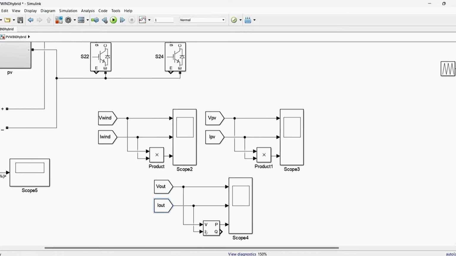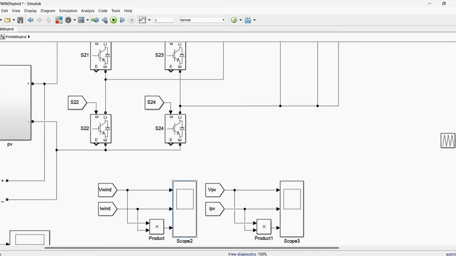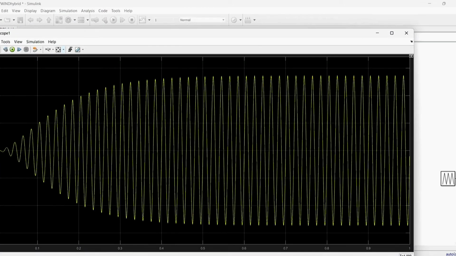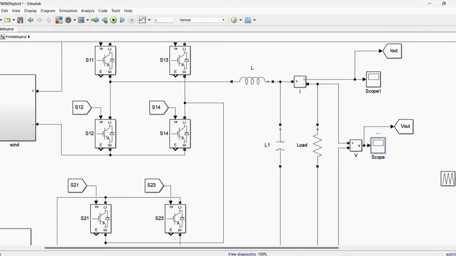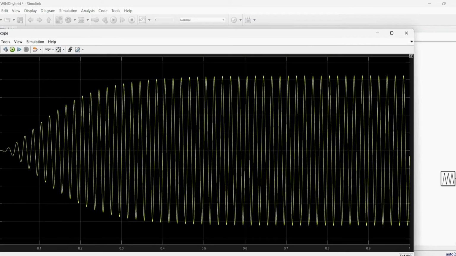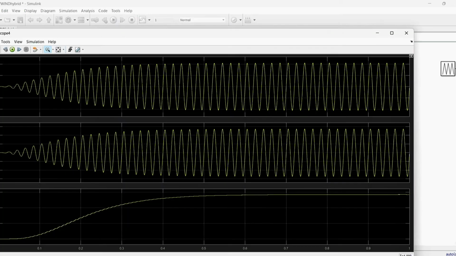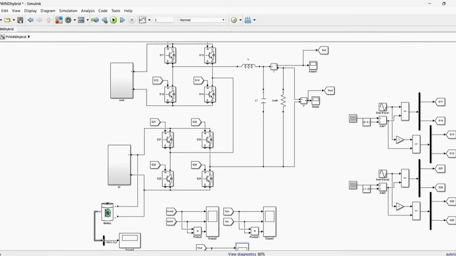Similarly, open the other scope. This is for output voltage, output current and output power. Here you can see these two graphs give the DC output. But in the load we want AC, right? So here we need to get the AC output. Double click on this scope and you can get the AC output. Here also in the voltage you will get the AC output. Now open the below scope, where you can get the voltage, current and the power.